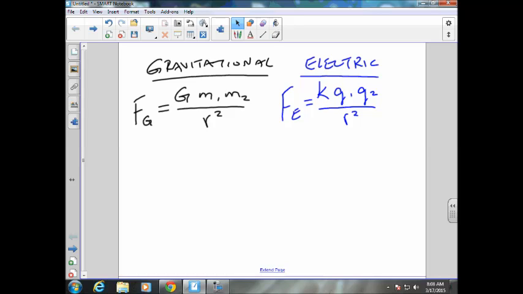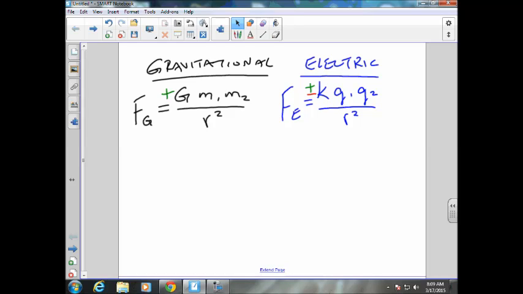They depend on a characteristic of the two different objects. Gravitational force depends on the masses of each of those objects. Increase the mass, you increase the force. Electric force depends on the charge of those two objects. Increase the charge, increase the force.